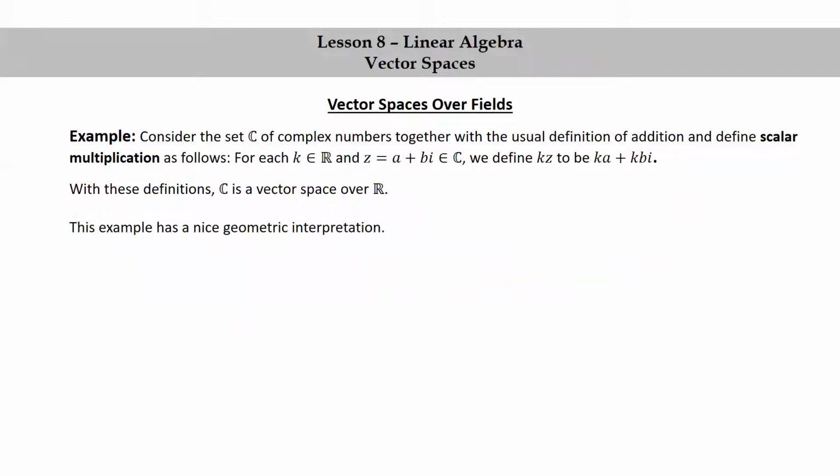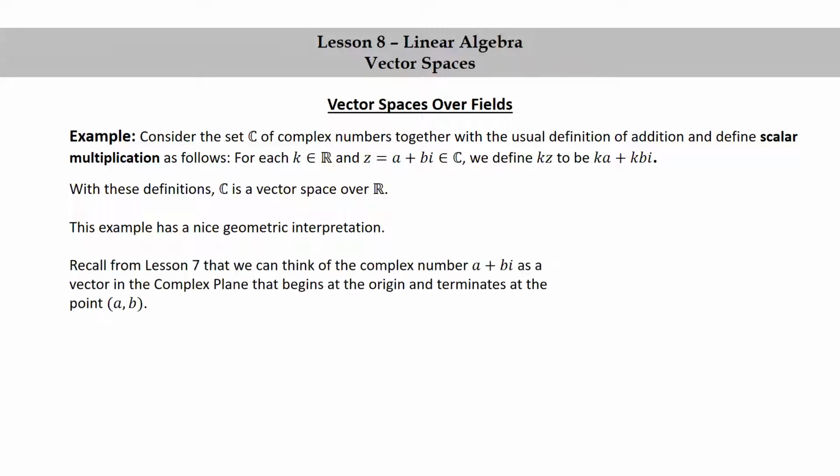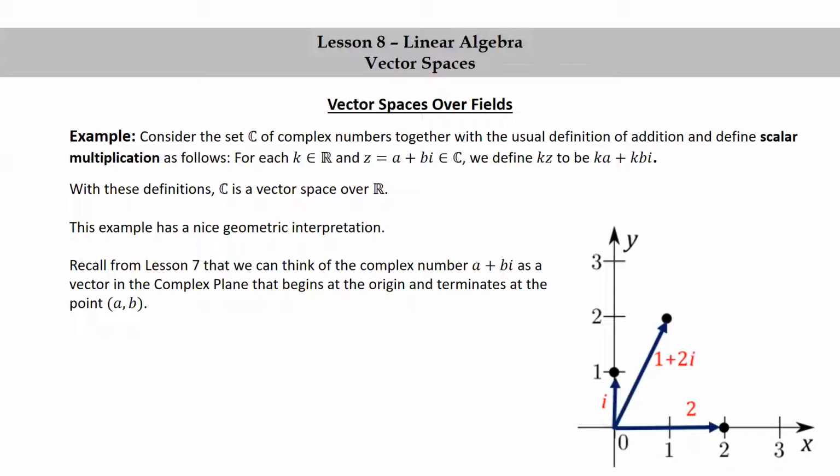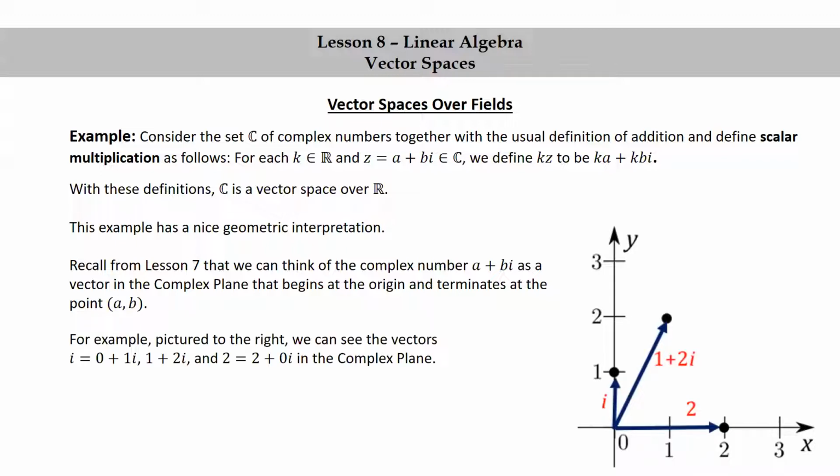This particular example has a nice geometric interpretation. Recall from the previous lesson, lesson 7, that we could think of the complex number a plus bi as a vector in the complex plane that begins at the origin and terminates at the point (a, b). For example, in the picture to the right, we can see the vectors i, which is an abbreviation for 0 plus 1i, the vector 1 plus 2i, and 2, which is an abbreviation for 2 plus 0i, in the complex plane.